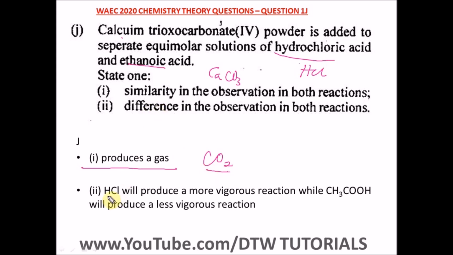The difference is that HCl would produce a more vigorous reaction, whereas ethanoic acid produces a less vigorous reaction. So this one produces a more vigorous reaction, while ethanoic acid produces a less vigorous reaction.